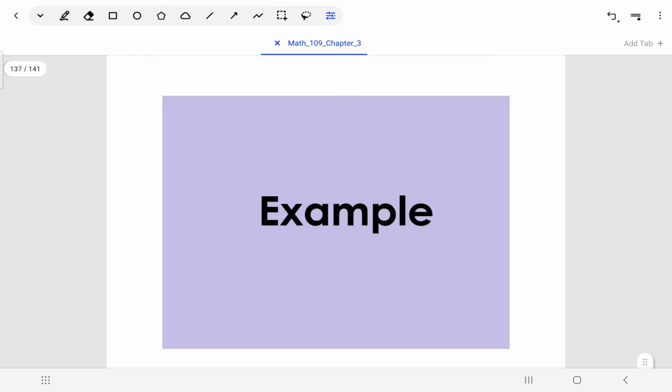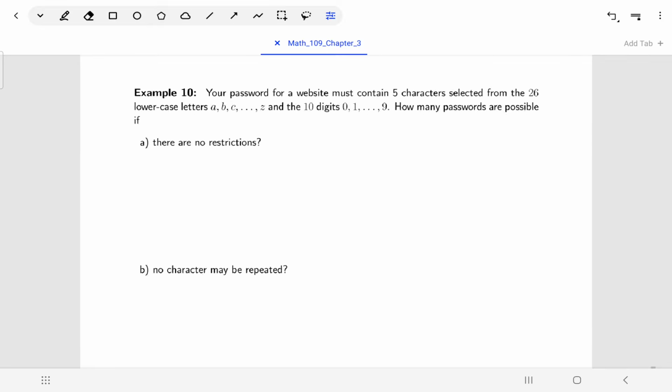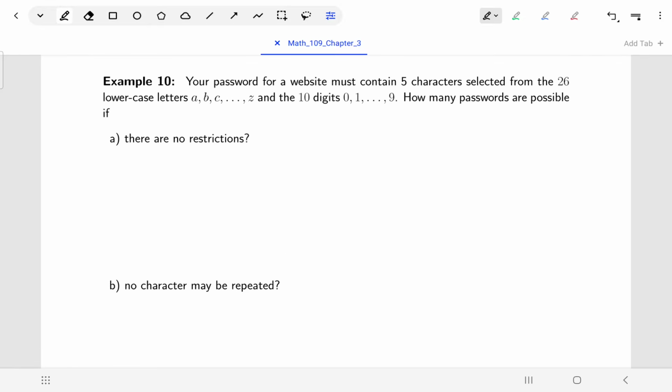All right, let's do one last example. This one involves making passwords for a website, and for this website, it only wants you to make a password of a length of 5. All we've got to work with here is the 26 lowercase letters of the alphabet and the 10 digits from 0 to 9. That's it. So you don't allow yourself to use any question marks or capital letters or any other symbols, just those 36 things.